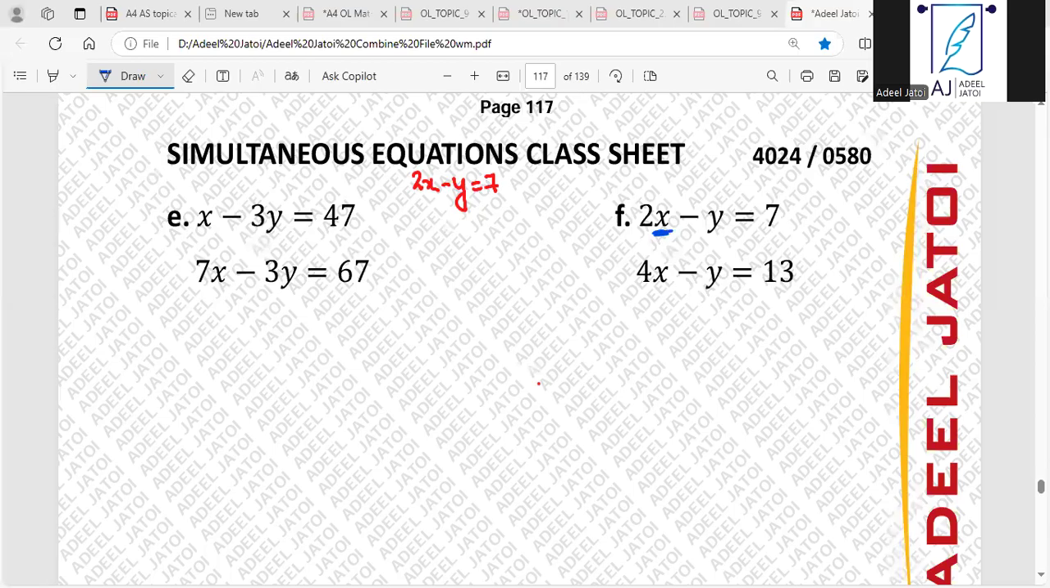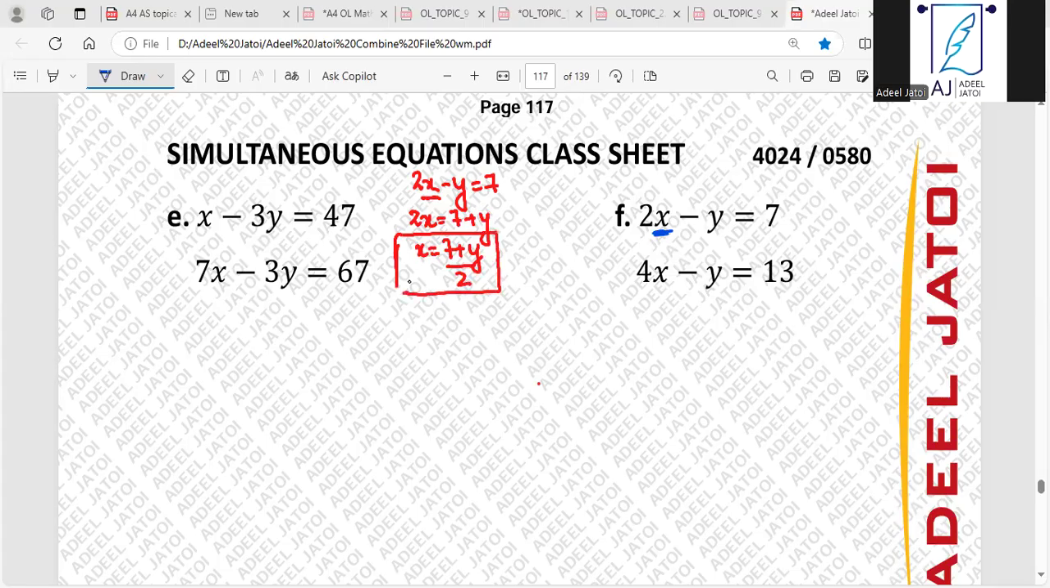Part F. 2x minus y equal to 7. So what we can have is, as I said, let's make x the subject. We can make y the subject as well, but we want to have different equations, right? So that we can simplify and solve together. So this would be 2x is equal to 7 plus y. x becomes 7 plus y upon 2.